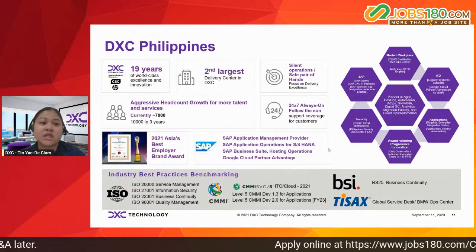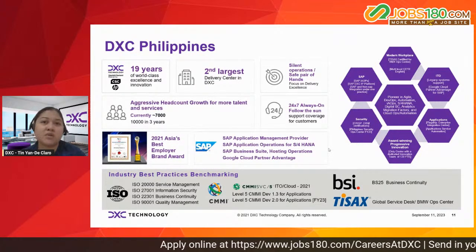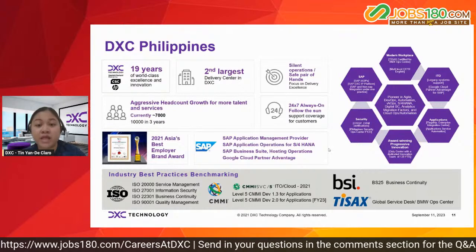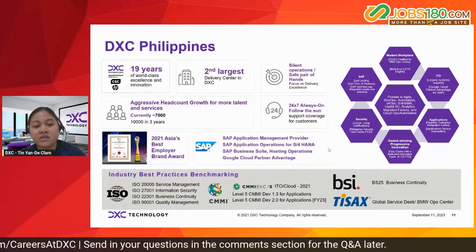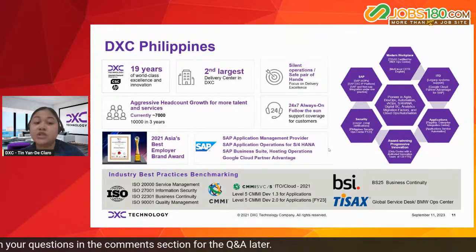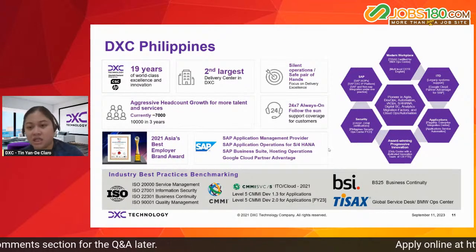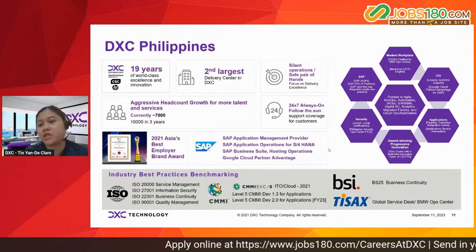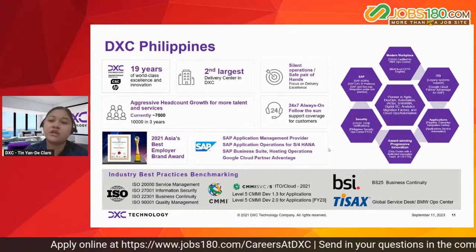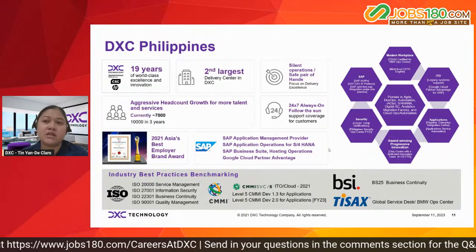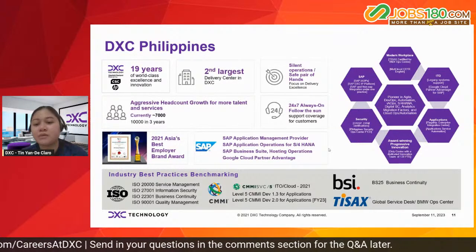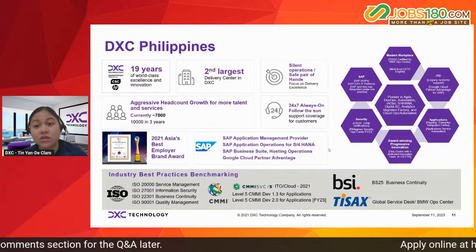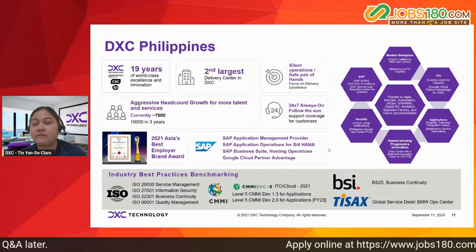We are at 7,000 employees right now, and we're aiming for 10,000 employees in the Philippines in the next 3 years. We have won awards as Best Employer Brand, or Asia's Best Employer Brand, and we have several certifications for ISO, CMMI, BSI, and TSAX. We're always 24 by 7 because we're supporting our clients globally. As you can see on the right side are the different teams that we have in the company. We have SAP, cybersecurity, progressive innovations, applications, infrastructure, technology operations, and cloud, and modern workplace. Modern workplace is our tech support team.